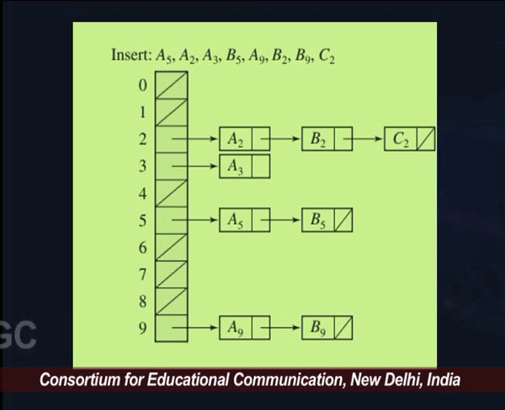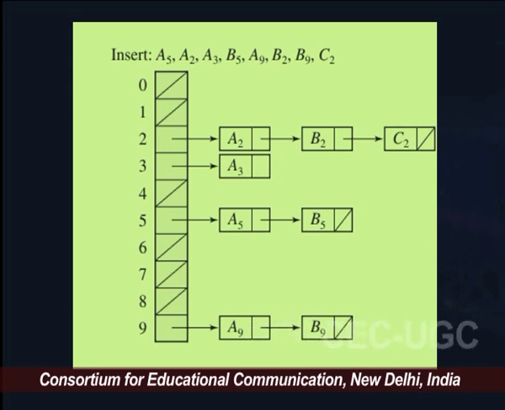Then comes A of 2. So, A of 2 is again the beginning of a new chain, starting with slot 2. Then there comes A3. A3 is only one node, having its position at the third slot. Then comes B5.